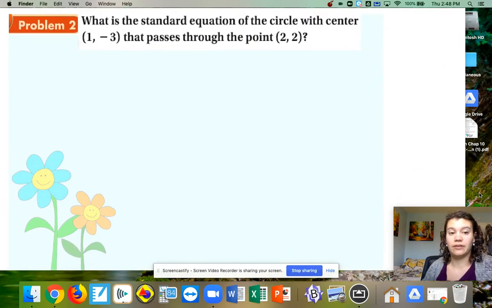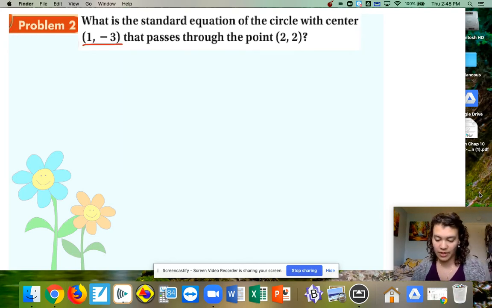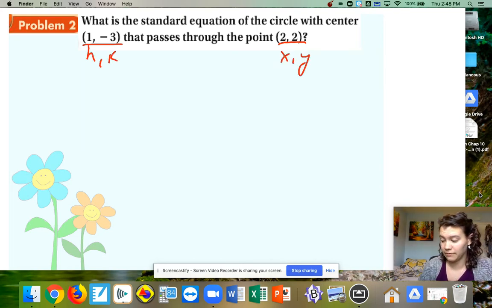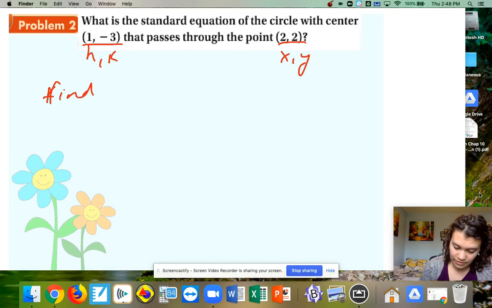So the next one, we want what is the standard equation of a circle with a center at 1, negative 3. It goes to the point 2, 2. So it doesn't give us the radius this time. It gives us the h, k center and then an x, y point. So we have to find the radius first and then write the equation. So we want to find the r squared that we can plug in.